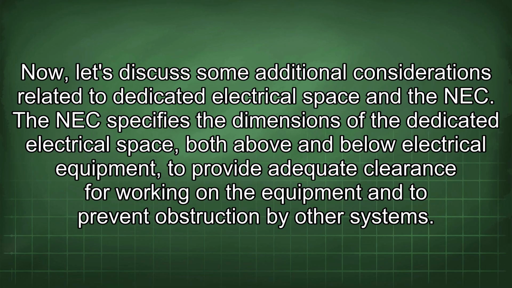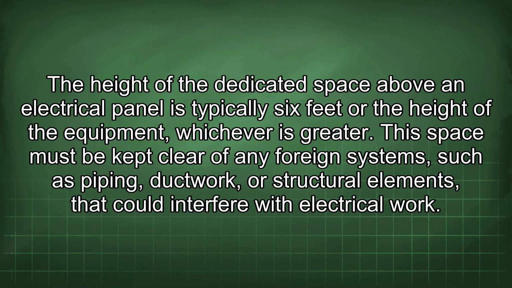The NEC specifies the dimensions of the dedicated electrical space, both above and below electrical equipment, to provide adequate clearance for working on the equipment and to prevent obstruction by other systems. The height of the dedicated space above an electrical panel is typically 6 feet, or the height of the equipment, whichever is greater. This space must be kept clear of any foreign systems such as piping, ductwork, or structural elements that could interfere with electrical work.